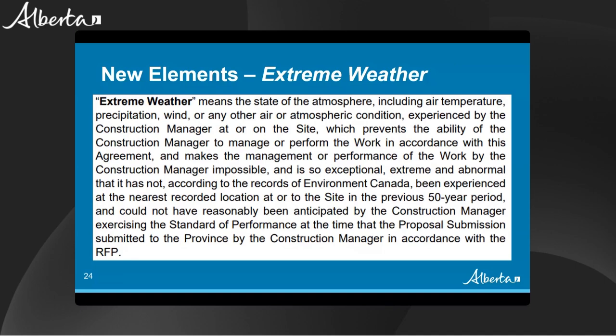The key elements of extreme weather are prevention of performance, the capacity to objectively evaluate the abnormality of the event using Environment Canada records, and something that could not have reasonably been anticipated at the time of bidding. We also clarified again that the ability to reasonably anticipate weather was not held up to a standard of perfection, just the ordinary standard of performance.